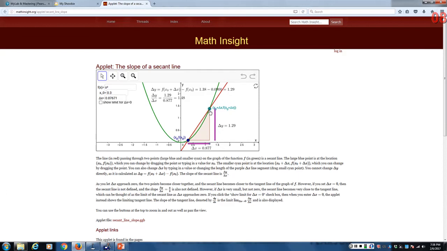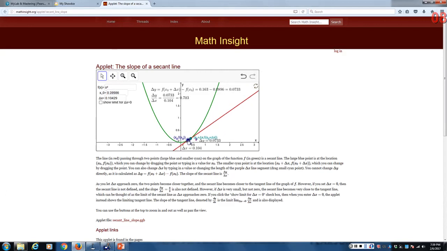So watch what happens as I drag that point closer and closer to the other point. Now at this point they're still distinguishable, but the difference between them is very, very small. It's about 1/10, and the slope of that red line is about 0.7. Now if I get any closer, notice that 0.7 is not going to change a whole lot.